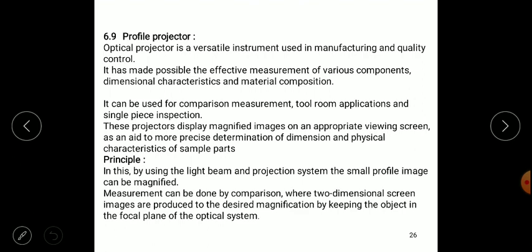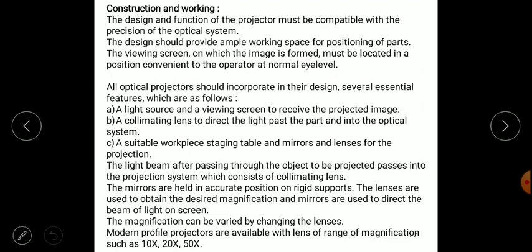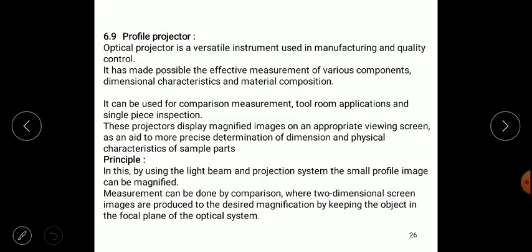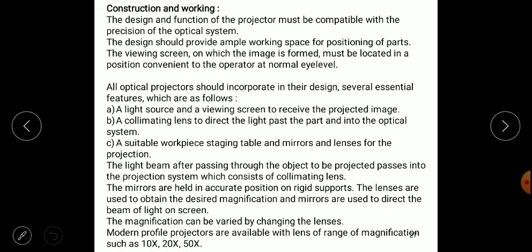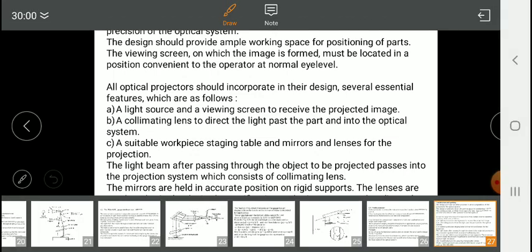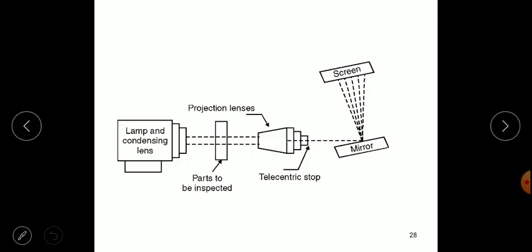A very important application of the interferometer is the profile projector. The profile projector is one instrument which is based on the same light principle, but it directly provides us the image. The only difference between the interferometer and the profile projector is that it passes the light from the light source through the lens and all related parts, but instead of an eyepiece, the image from the mirror is directly provided on the screen.